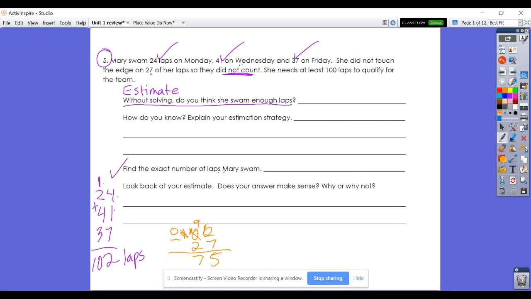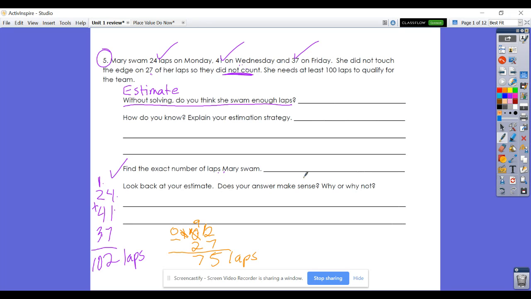So after we took away the 27, she only did 75 cupcakes? Laps, thank you. I clearly have food on the brain this morning, but our units are laps.